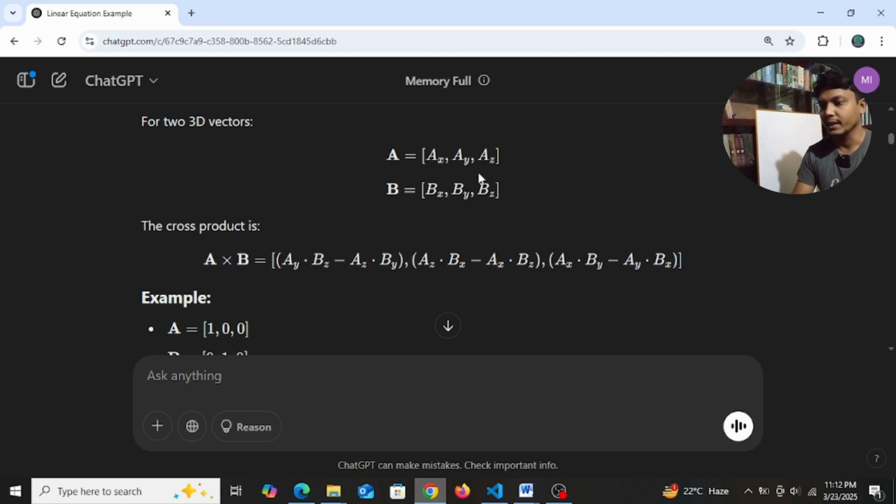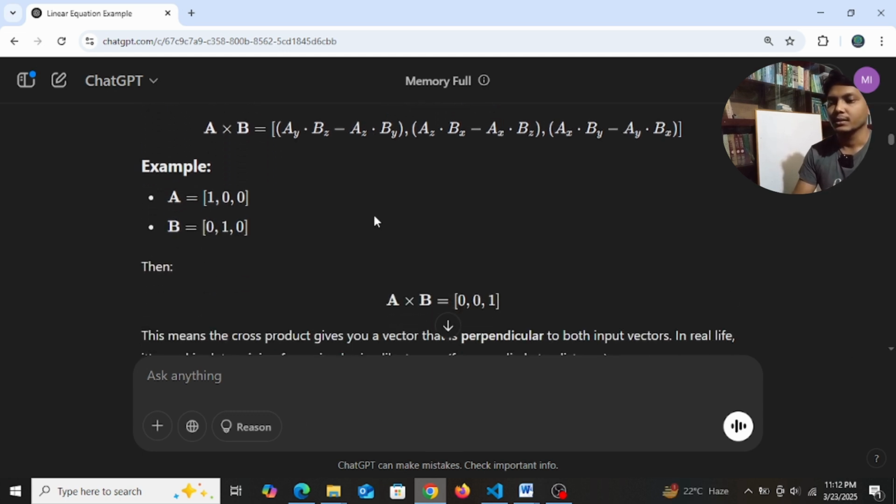Comma, az into bx, minus ax bz. So the middle one is not being considered here in the same order. Then after this comma, ax times by, minus ay times bx. Okay, so this is the formula, guys.